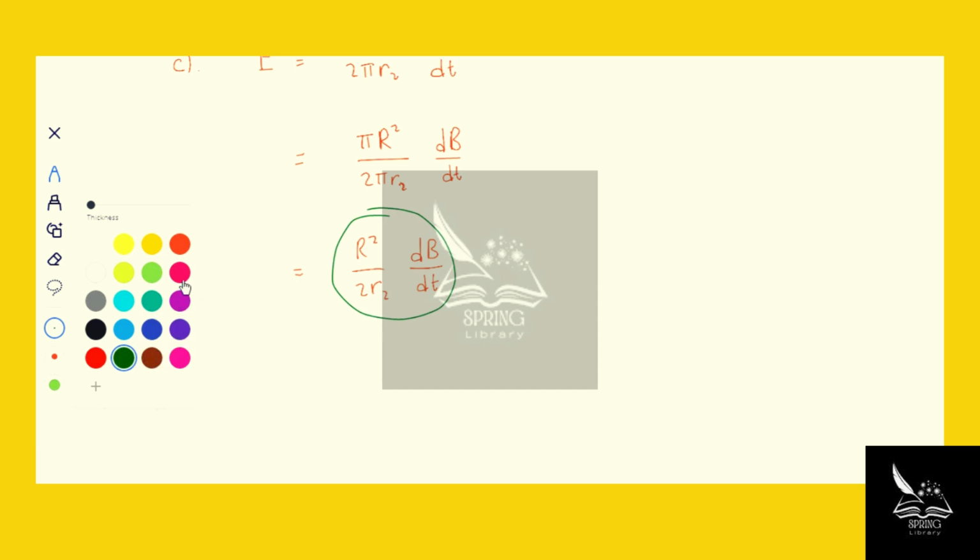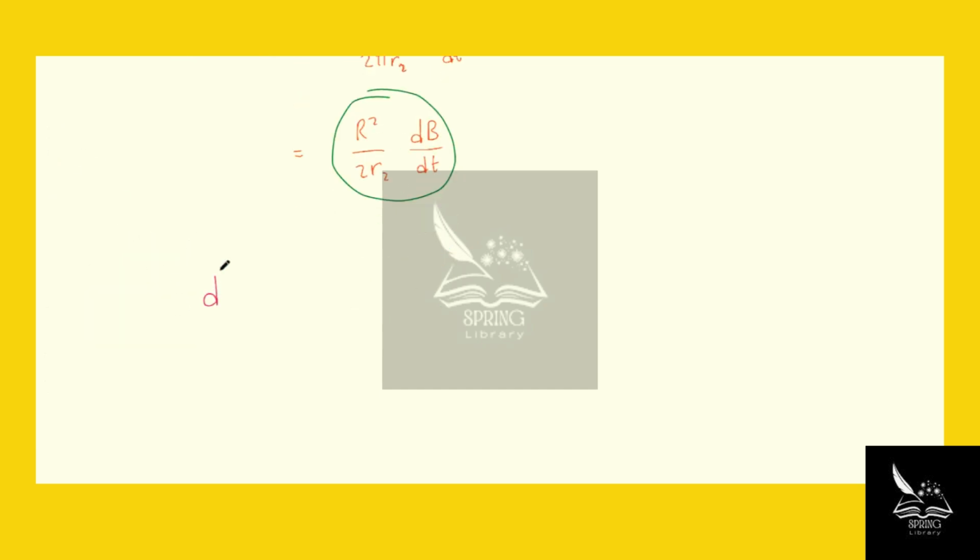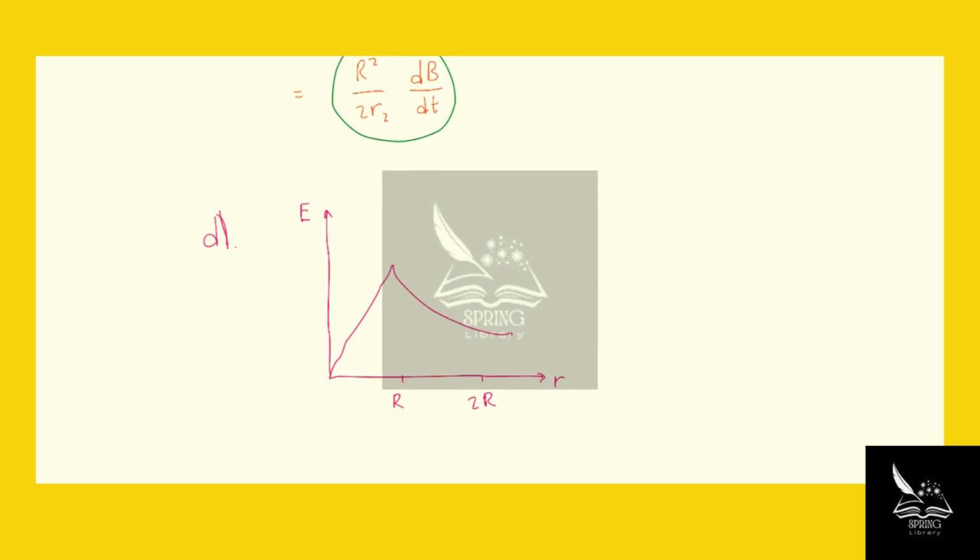Now, in part D, we are asked to draw a graph of the magnitude of the induced electric field as a function of the distance r from the axis, from the points r equals 0 to r equals 2 times capital R. So as we can see, the electric field increases linearly with distance to a maximum at the radius of the solenoid, capital R, and then decreases exponentially as the distance increases away from the solenoid.